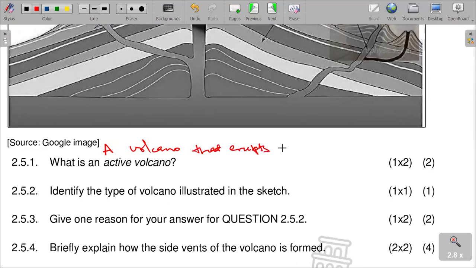That erupts on a regular basis. We call that an active volcano.